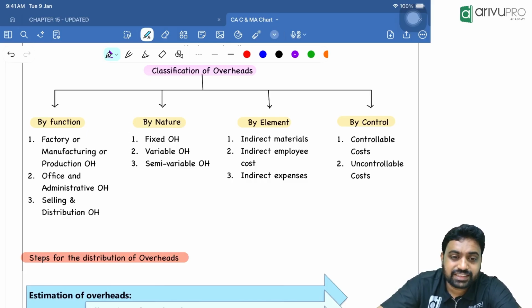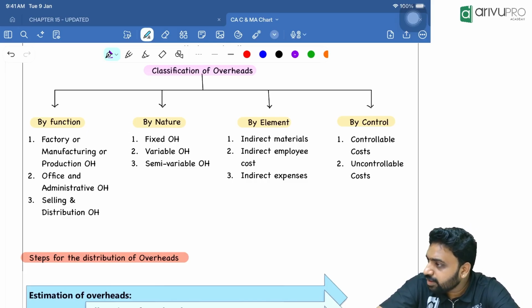Control basis: the cost which is in the control of the management, controllable. The cost which is not in the control of the respective management, uncontrollable. For example, rent. Can a management control it? No, uncontrollable.